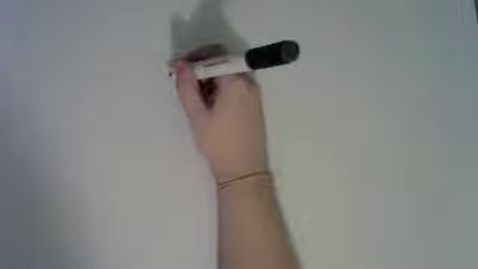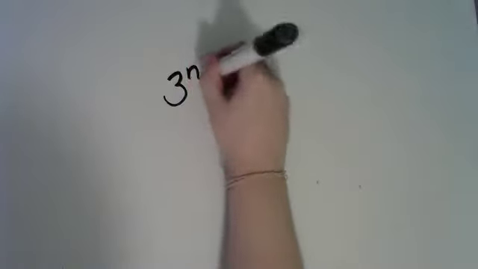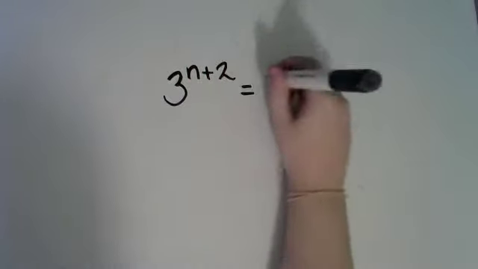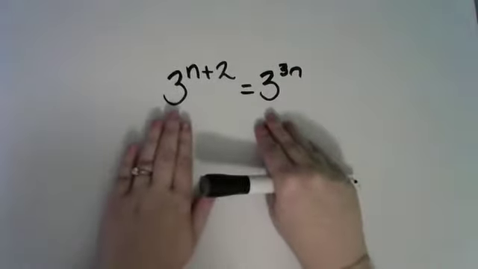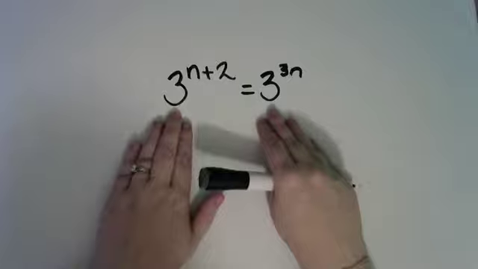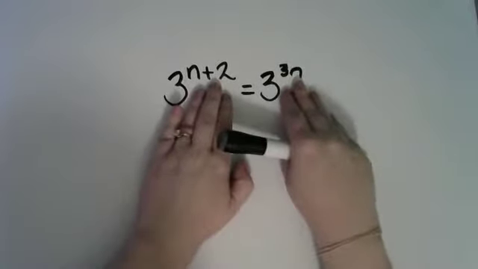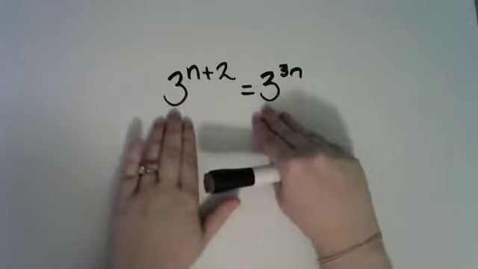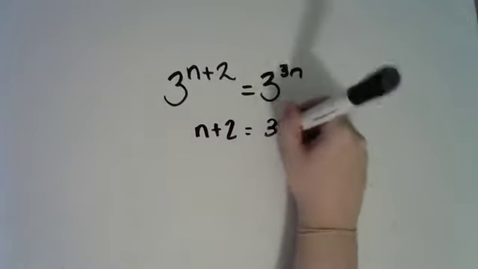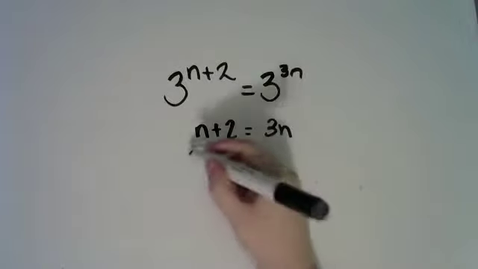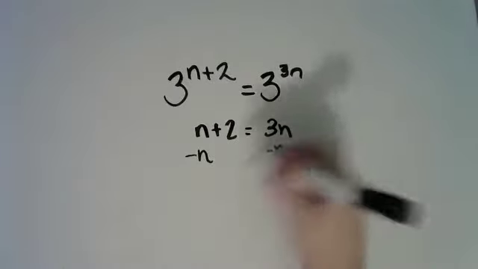The first example in the notes is solving an exponential function, and we kind of want to increase our layers and our difficulty. So number one, we have 3 to the n plus 2 power equals 3 to the 3n power. And when you're dealing with an exponential equation, if the base of the exponent is the same, then the exponents must be equal. So here we have 2 base 3's, which means our exponents have to be equal, and we can just solve the equation in the exponents.